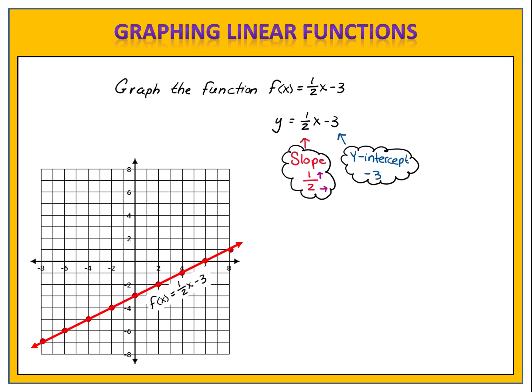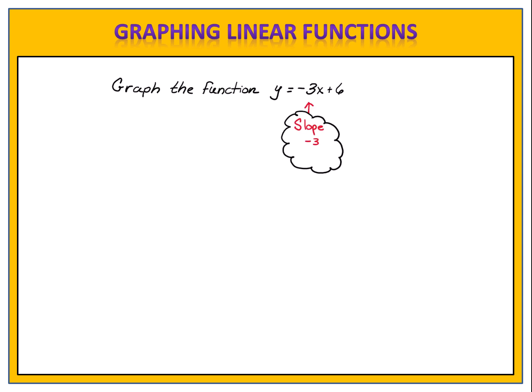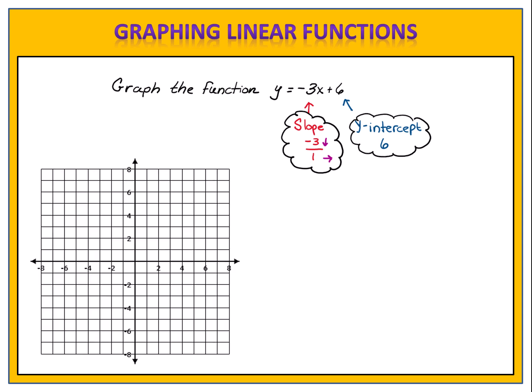Let's take a look at another example. In our next example, we want to graph the function y equals -3x plus 6. Here, we see our slope is -3. Remember, -3 is really -3/1. That means our movement from point to point will be down 3 and right 1. The negative simply tells us to move down instead of up, and we always move to the right. The y-intercept is 6. This is where we'll begin on our graph.